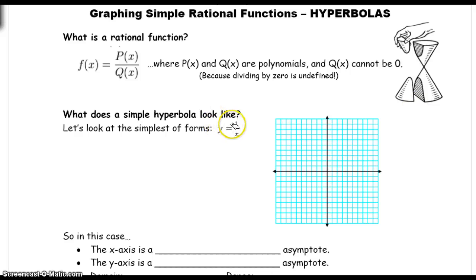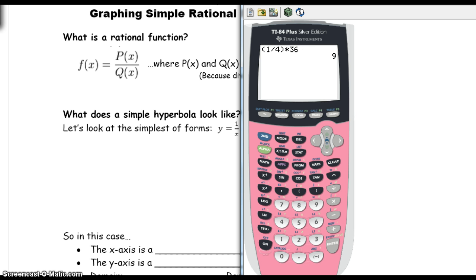What does a simple hyperbola look like? The simplest form is y equals 1 over x. And the best way for me to show you how to do that is to go into your calculator here. Go into y equals, clear anything out that you might have in there. And let's do 1 divided by x. And let's go ahead and look at a table. Now looking at the table, what do you notice right away when I have 0? It says error.